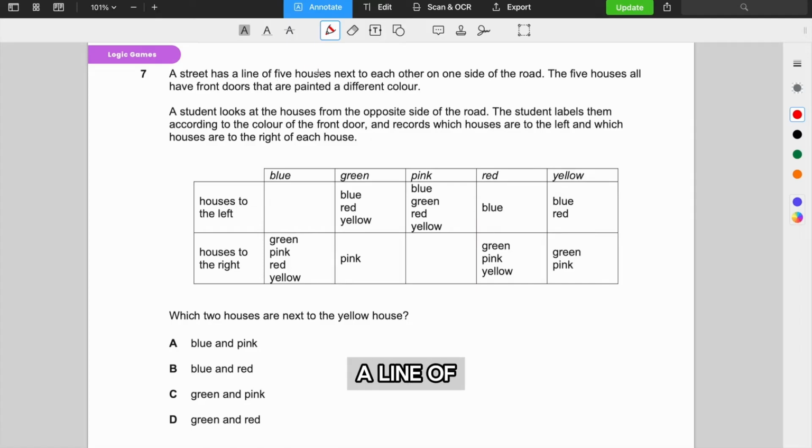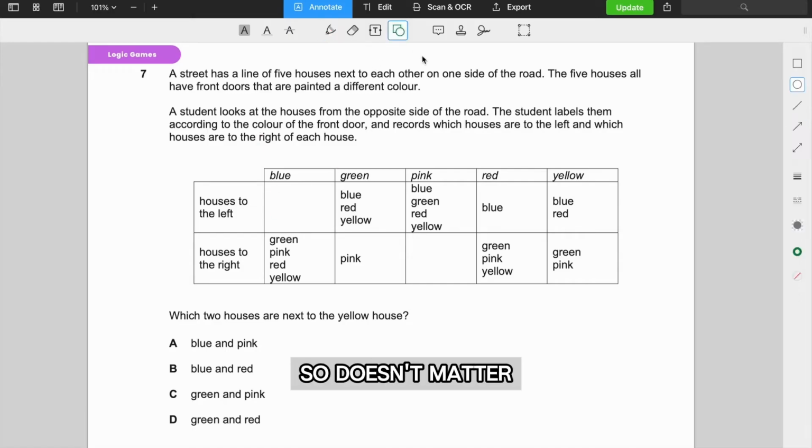A street has a line of 5 houses next to each other on one side of the road. The 5 houses all have front doors that are painted a different color. A student looks at the houses from the opposite side. The student labels them according to the color of the front door and records which houses are to the left and which houses are to the right.